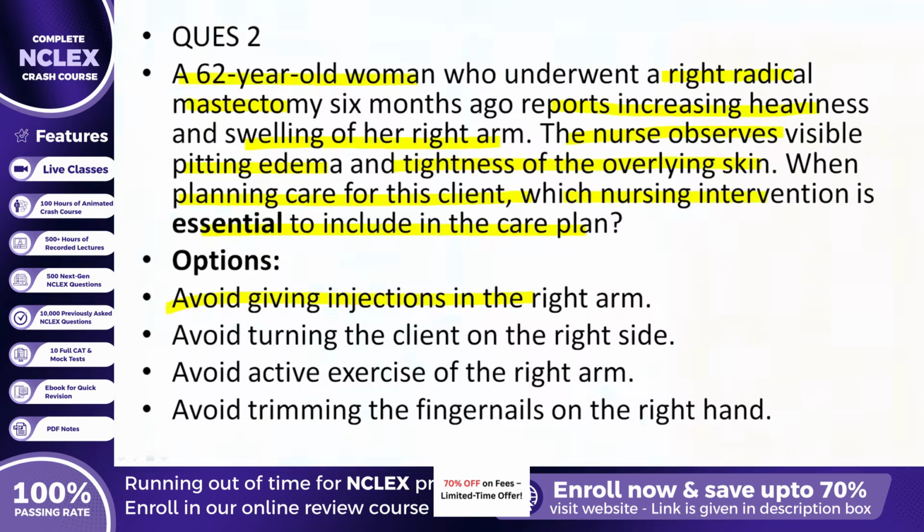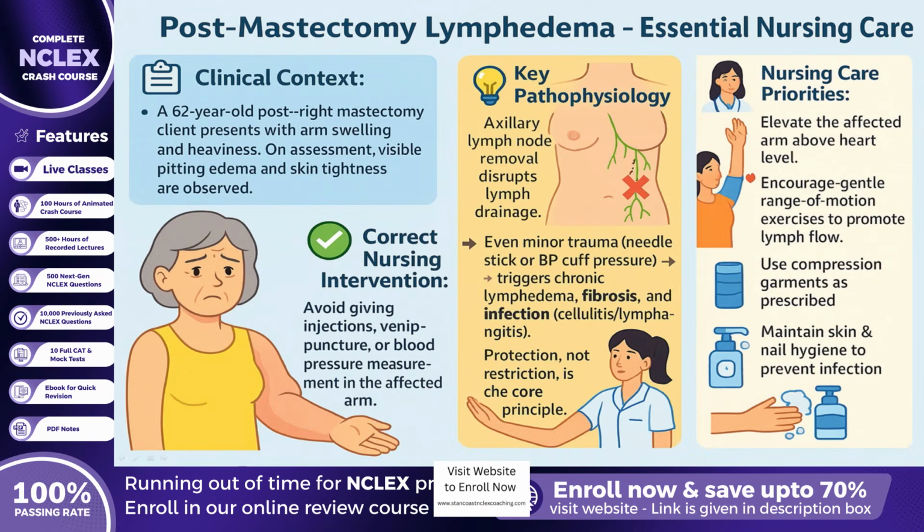Moving deeper into the reasoning, this question highlights the pathophysiology of post-mastectomy lymphedema, which occurs when axillary lymph nodes are removed or damaged, interrupting lymphatic drainage from the affected arm. Once the lymphatic channels are compromised, even a minor trauma, such as an injection, venipuncture, or blood pressure measurement, can trigger irreversible swelling, tissue fibrosis, and infection, including cellulitis or lymphangitis. This is why nurses must strictly avoid any invasive or compressive procedures on the affected limb.